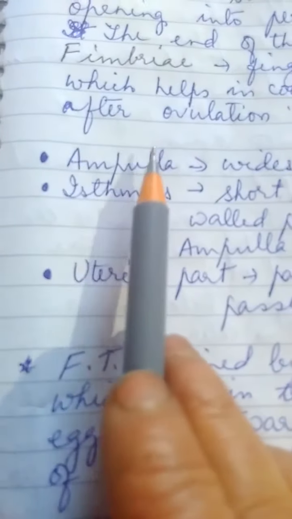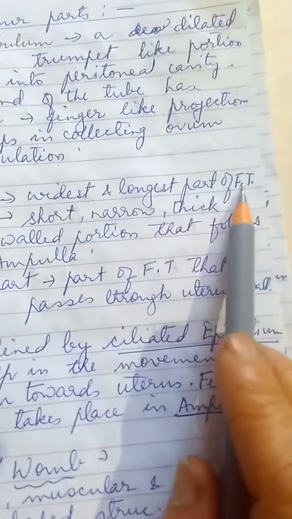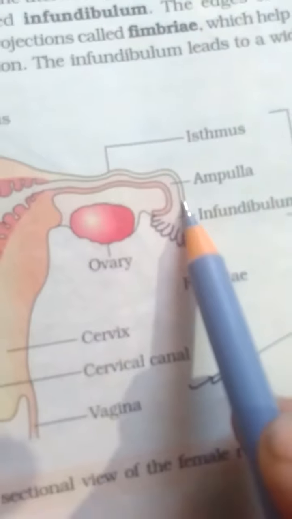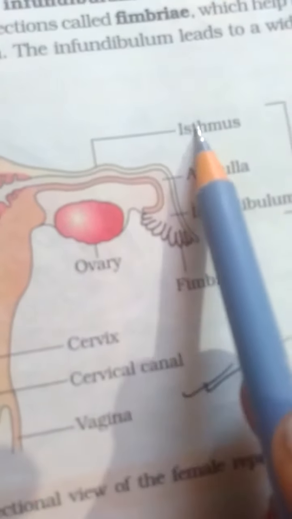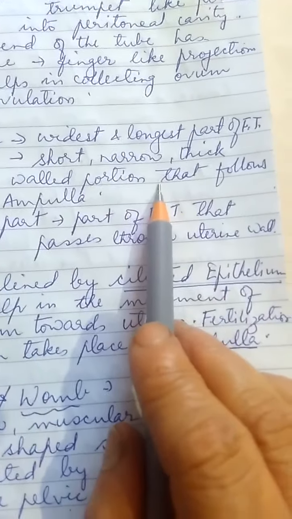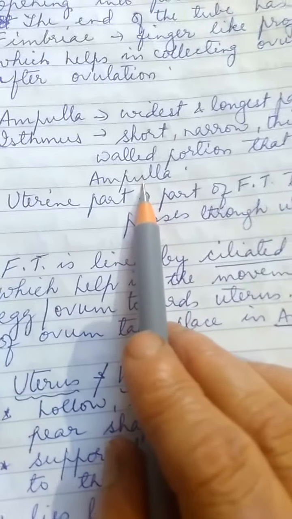After the infundibulum, the next part is the ampulla. It is the widest and the longest part of the fallopian tube, right? So this region is the ampulla. This is the longest and the widest. Now, as you can see in the diagram, after the ampulla, which part is it? Isthmus, right? So the isthmus is a short, narrow, thick-walled portion that follows the ampulla.